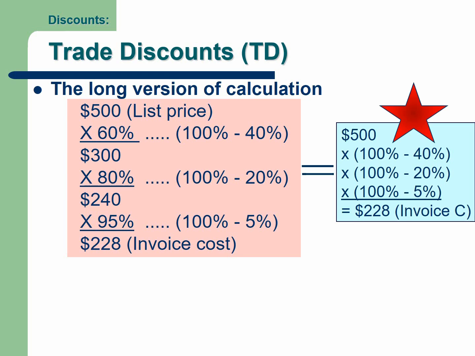Another version of the calculation, which is the simplest one that I will recommend you to use, is this one. So $500, the list price, times 100% minus 40%, times 100% minus 20%, times 100% minus 5%, which is $228. So we don't need to know the intermediate steps of the invoice cost calculation, $300, $240, etc.